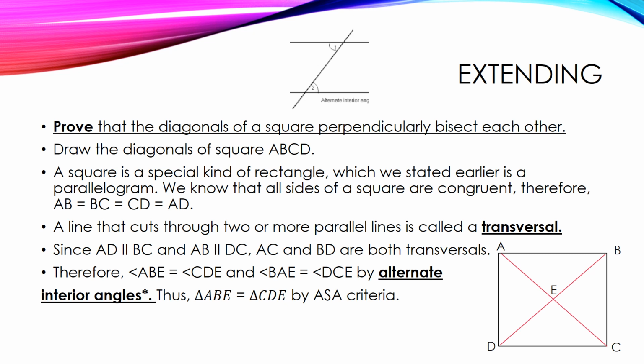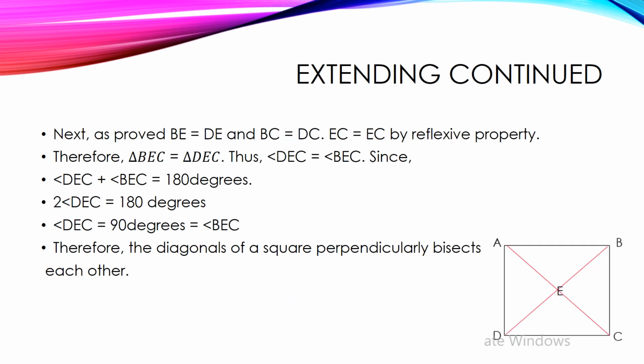Therefore, angle ABE, so this angle right here, equals angle CDE, so this angle right here, because of alternate interior angles, looks very similar to this picture up here. Similarly, but flipped, angle BAE and angle DCE are also congruent by alternate interior angles. Thus, triangle ABE and triangle CDE are congruent by the angle-side-angle criterion.